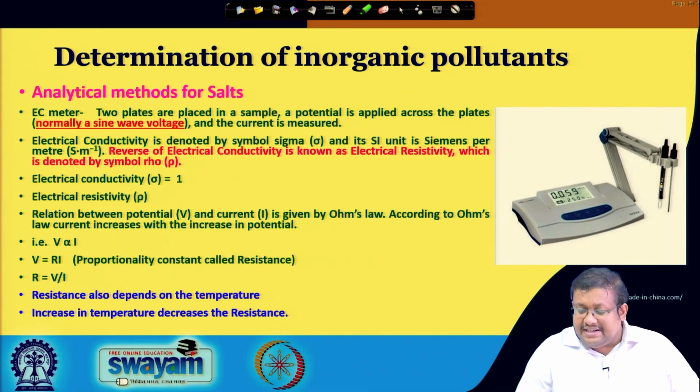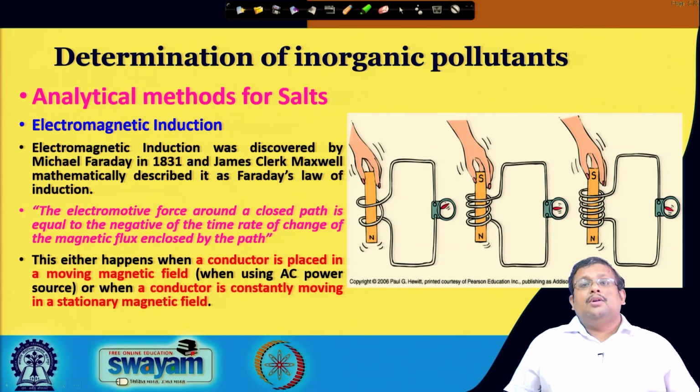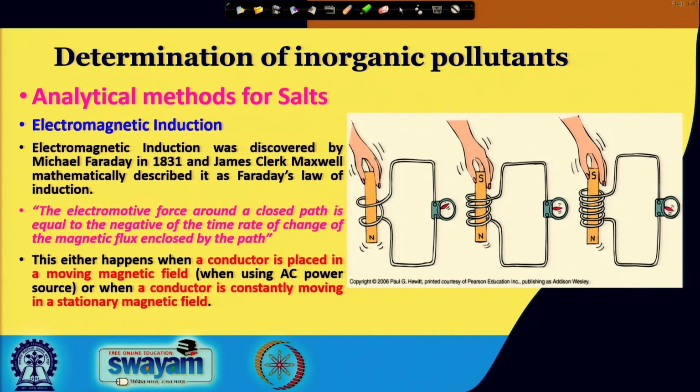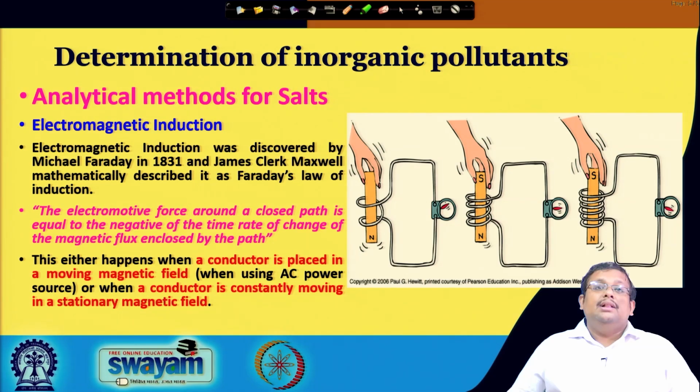So, let us move ahead and see the next important thing, that is electromagnetic induction. Electromagnetic induction was discovered by Michael Faraday in 1831, and James Clerk Maxwell mathematically described it as Faraday's law of induction. The exact law says that the electromotive force around a closed path is equal to the negative of the time rate of change of the magnetic flux enclosed by the path.